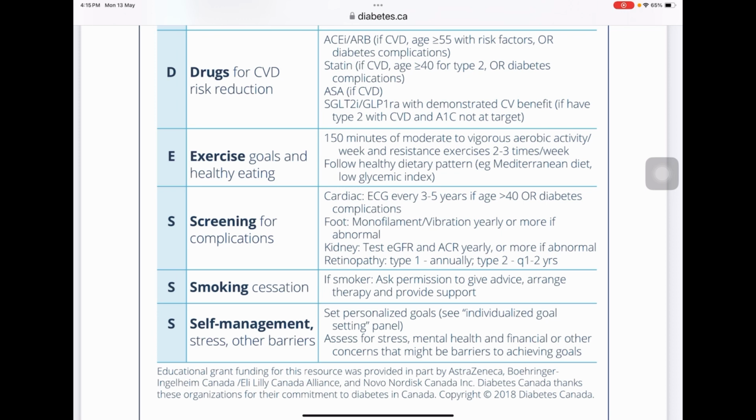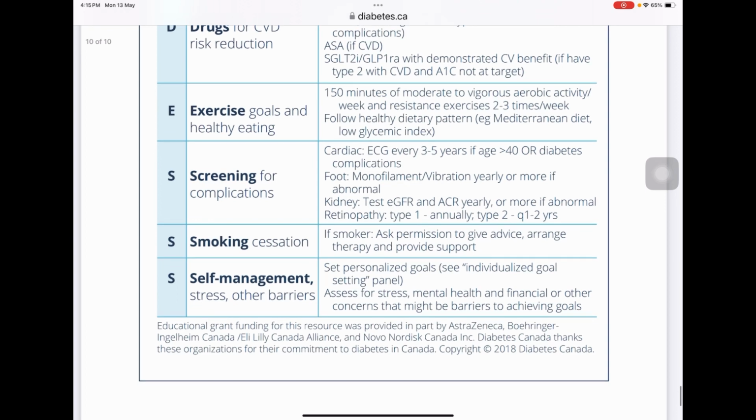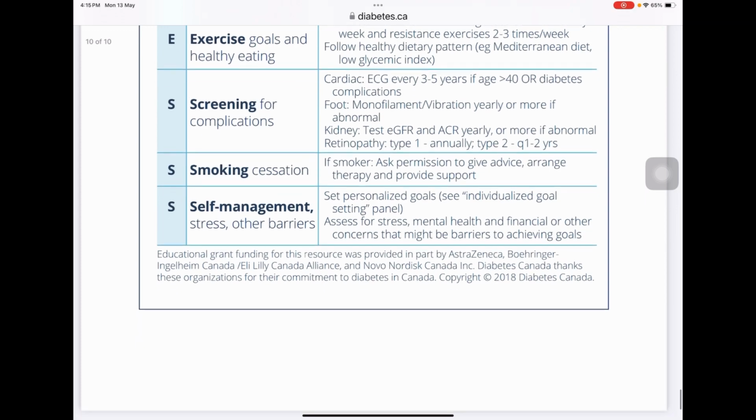So these are the screening guidelines. ECG we have to do every 3 to 5 years if the patient is more than 40. Monofilament annually. Kidney test annually, right? And retinopathy is also annually for type 1, and for type 2 it is 1 to 2 years. Smoking: if a smoker, ask permission to advise, arrange therapy and provide support. Self-management, stress and other barriers: set a personalized goal, assess for stress, mental health and financial or other concerns that might be barriers to achieving the goal.